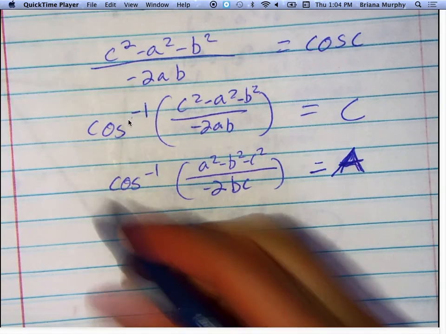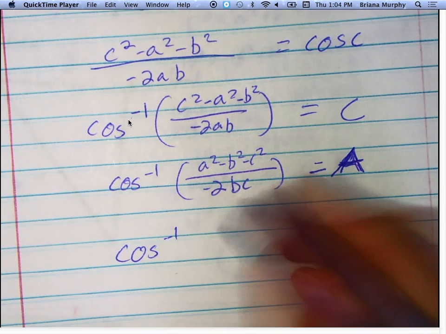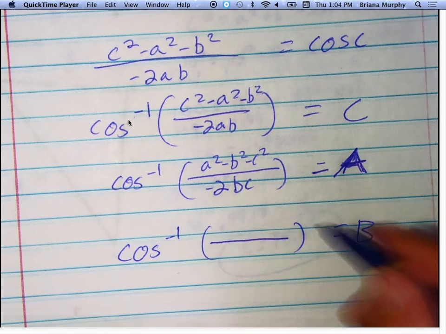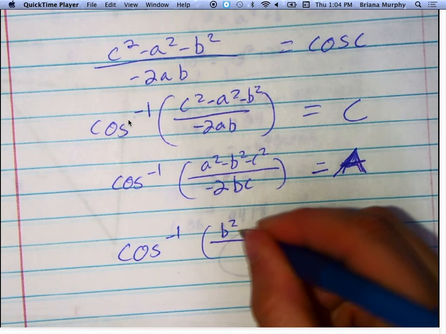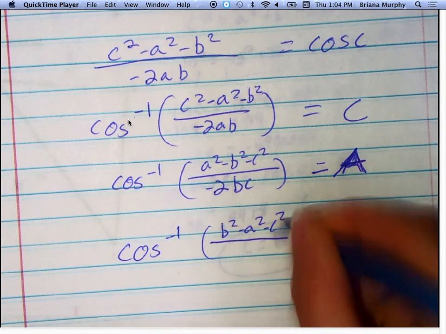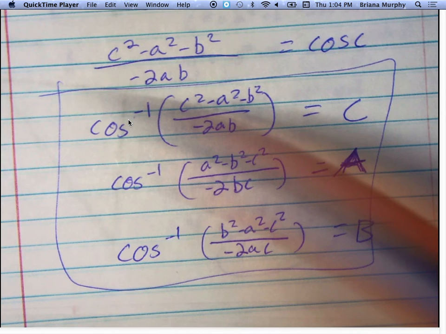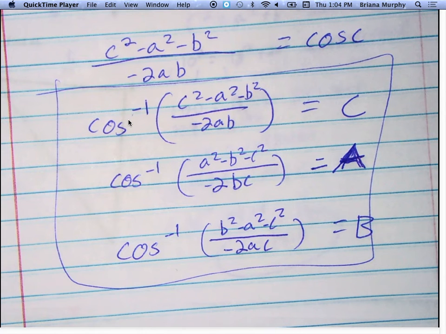And then it would be cosine of negative 1 to give us b. It would be minus c squared, right? Minus 2ac. So you can use these equations instead if you want to do, it's just more things you're going to have to memorize. So you can either memorize 3 or memorize 6.